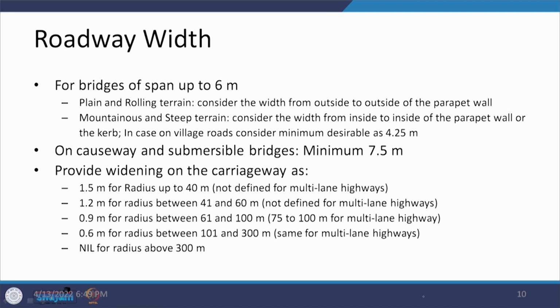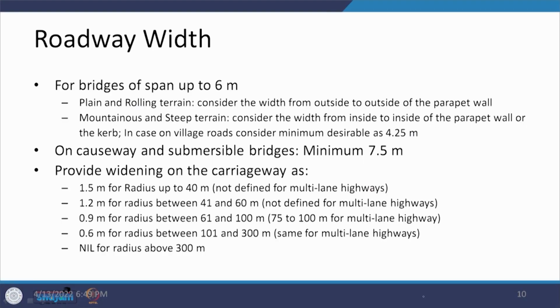Now, when you have a horizontal alignment, the curvature is going to be there, and when the vehicle moves on that curvature with a high speed, then the centrifugal force will be acting outwards, and this vehicle can be taken outwards while steering if the driver is not alert enough to control the steering. In such conditions, we need to provide a widening on the carriageway, and that widening on the carriageway is dependent on the radius of the curve.